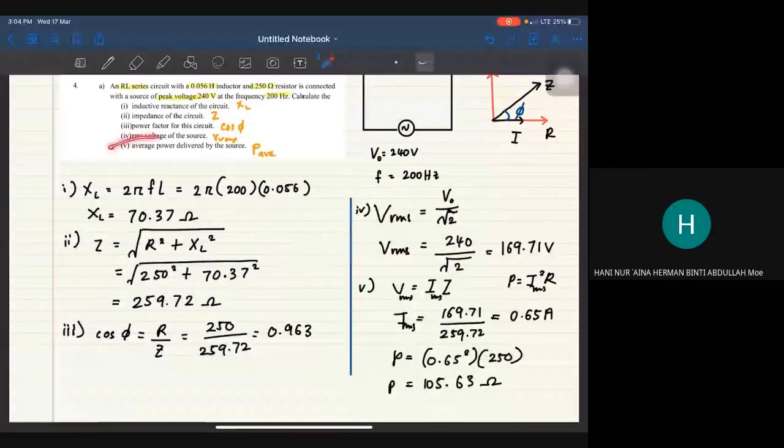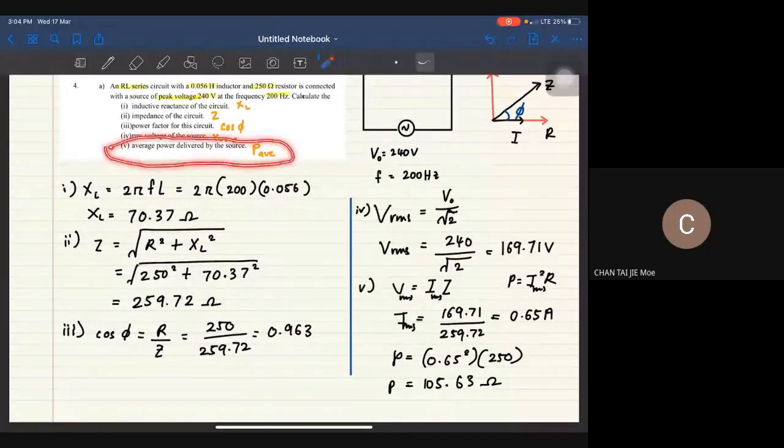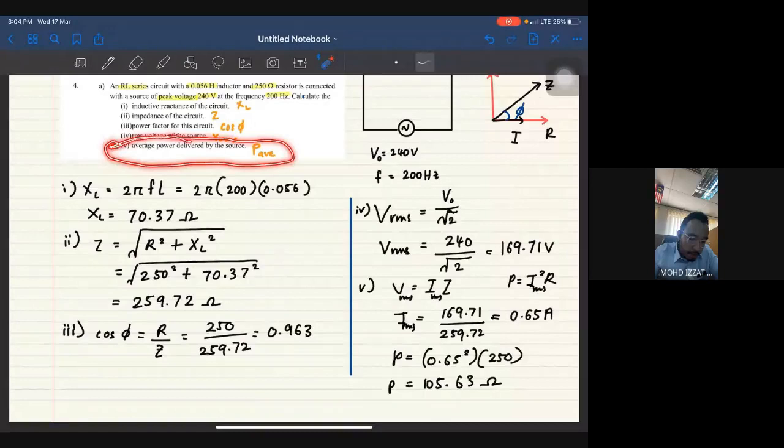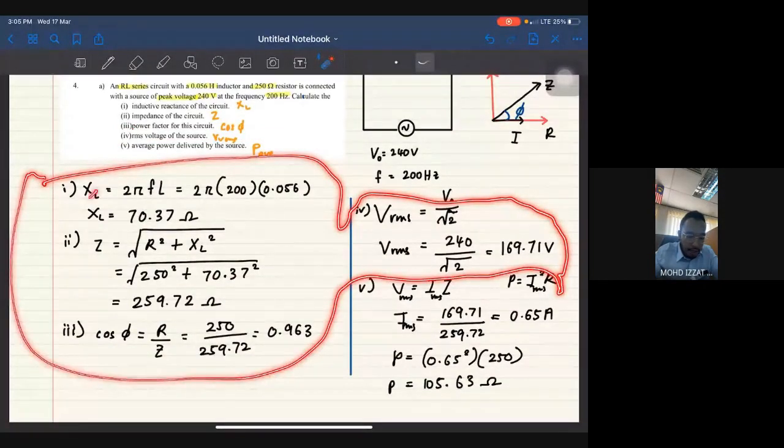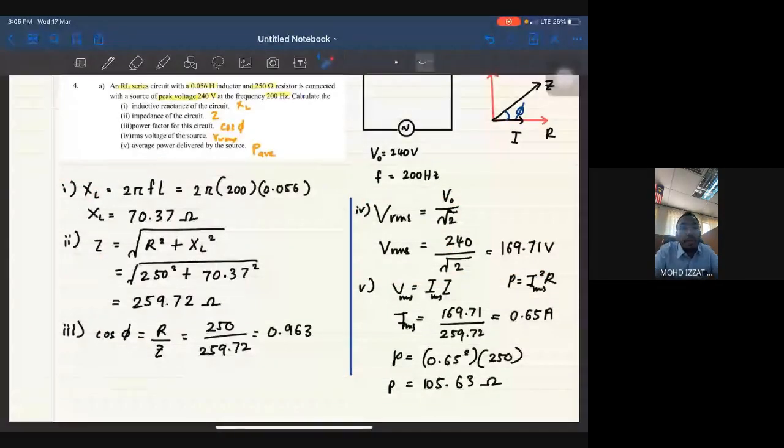Understand, sir. So the P average is something that I'm worried about because students usually get confused. What does the question ask? Even when students understand the question asks for P average, there are still students who put the wrong values into the formula. But that one is just a small part of the question. The large part of the question is actually easy. They ask you to find XL, Z, cos, right. If they ask to find the resonant frequency, just find it.